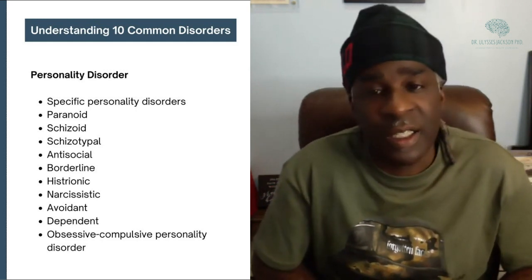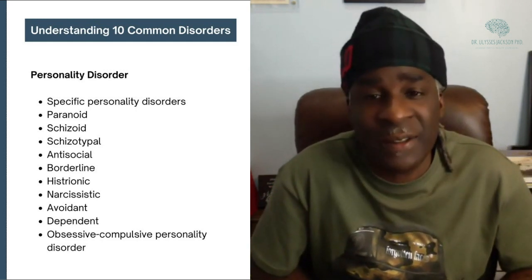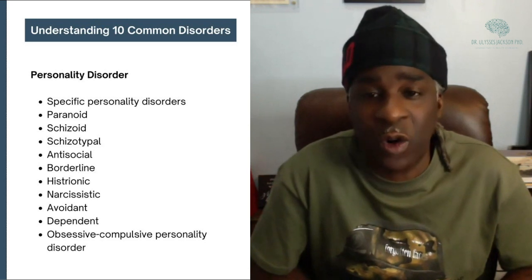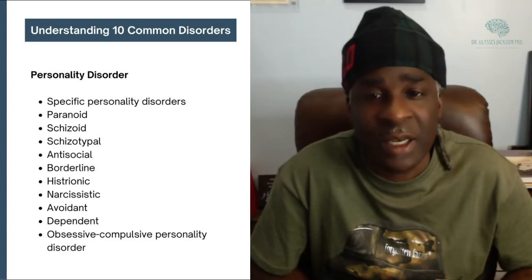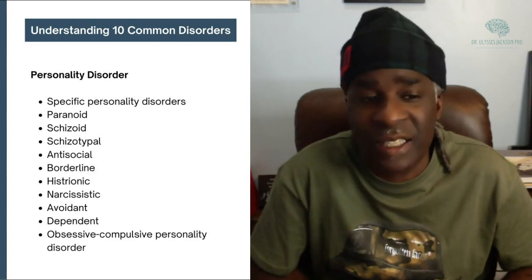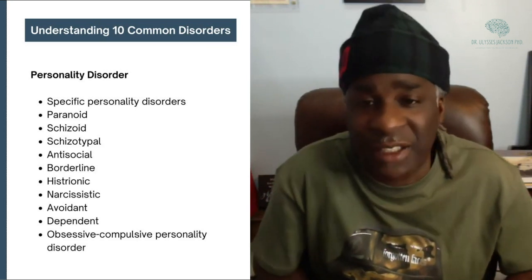So the paranoid personality, schizoid, schizotypal, antisocial disorder, borderline, histrionic disorder, narcissistic, avoidant, dependent, and obsessive compulsive personality disorder.